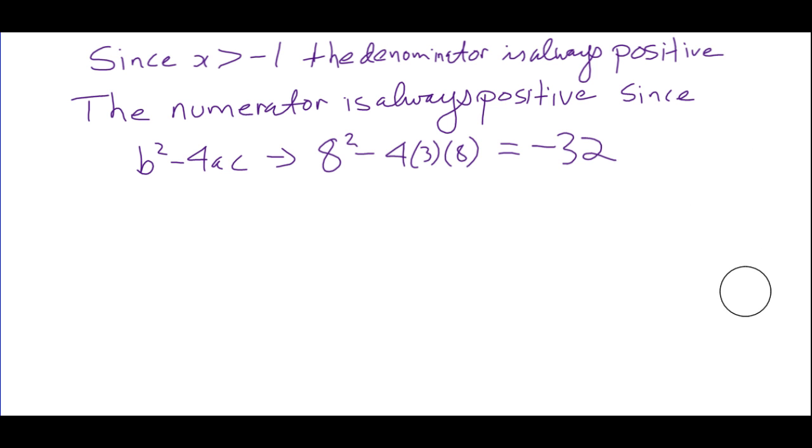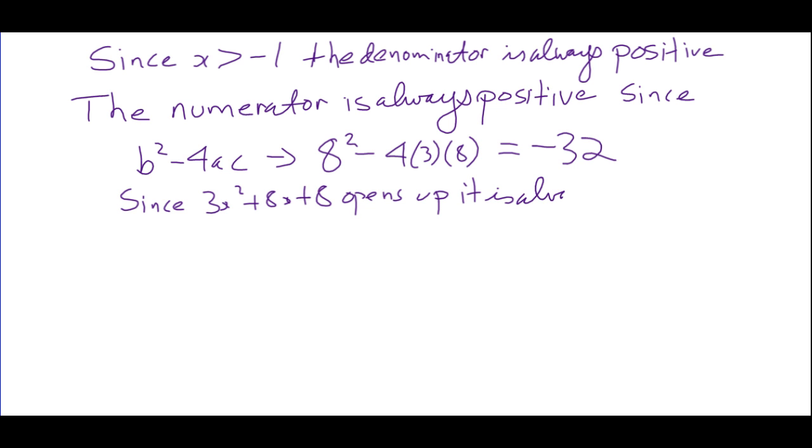Okay, so let's say a little bit about this then. Since 3x squared plus 8x plus 8 opens up, it is always positive. The discriminant tells you there are no roots, and no roots means it opens up and it's above the axis, or it opens down and it's below the axis. In this case, 3x squared opens up, and therefore it's above the axis, so it's always positive.